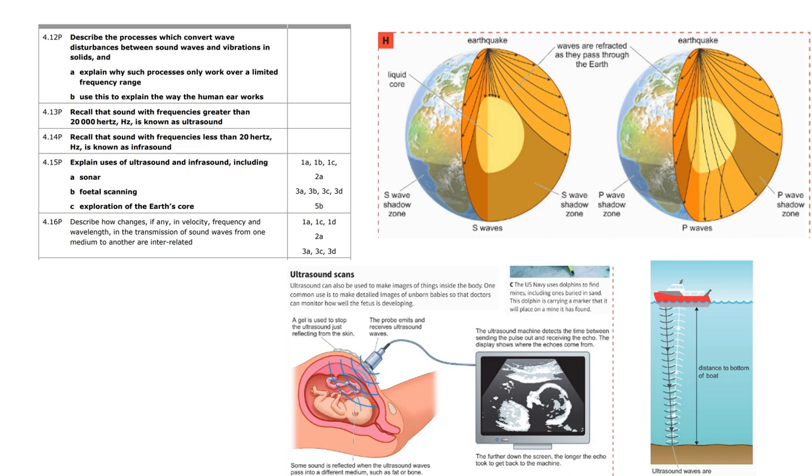This is triple only. Don't forget all your seismic wave stuff, ultrasound stuff, infrasound stuff. The seismic waves, exploration of the Earth's core, that innocent little statement there, is all about S waves and P waves. Really, really important: S waves cannot travel through liquids. That's why we know the Earth has a liquid core, and we worked out it's an iron core. And the waves refract as they travel through the Earth. That's how we've worked out what the interior of the Earth is like.